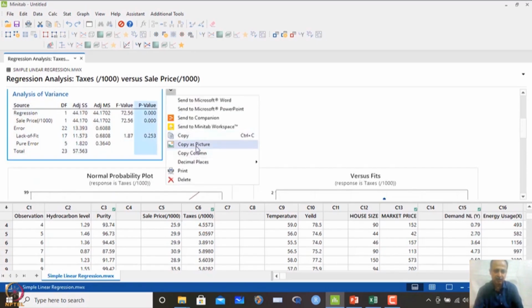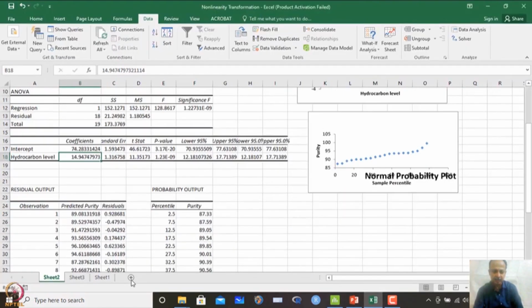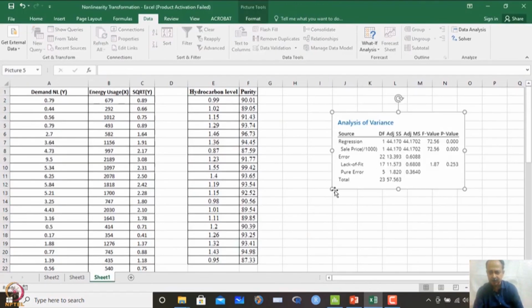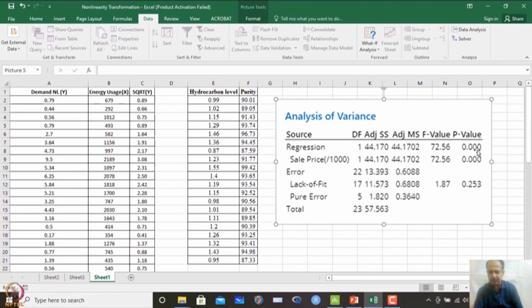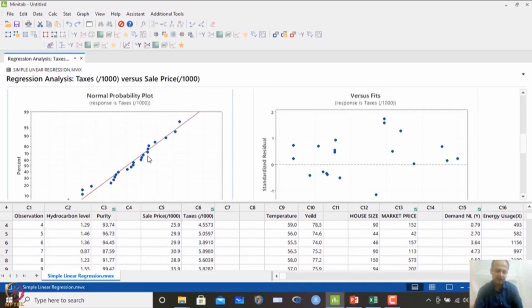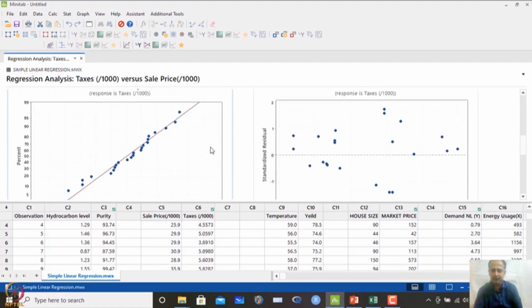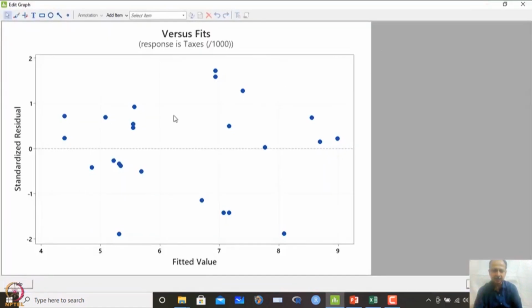So, approximately what we can see is that if I copy this image and paste it over here in another sheet, what we are seeing over here is the analysis. In this case regression is significant, lack of fit is not there. So, in this case the model can be generalized. The normal probability plot more or less seems to be okay, but we can do the Anderson-Darling test, and there is as such no pattern in the residual versus fit diagram over here.